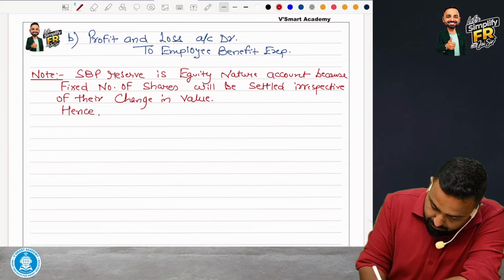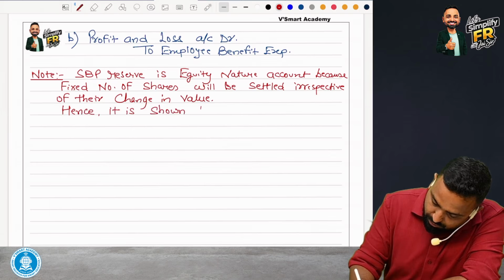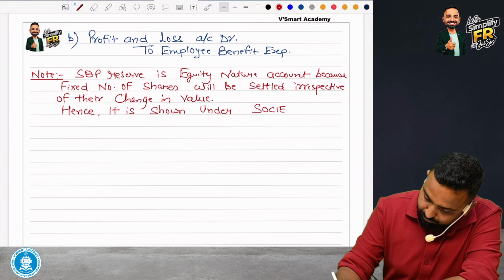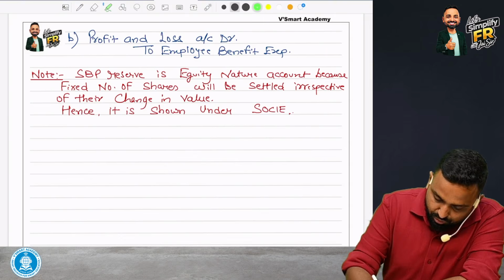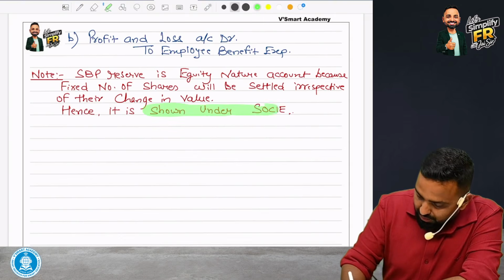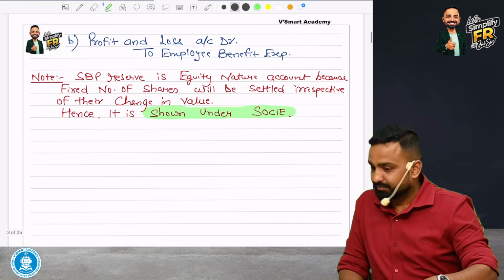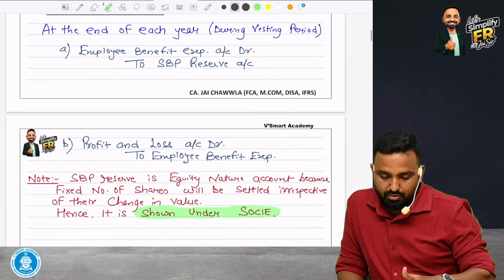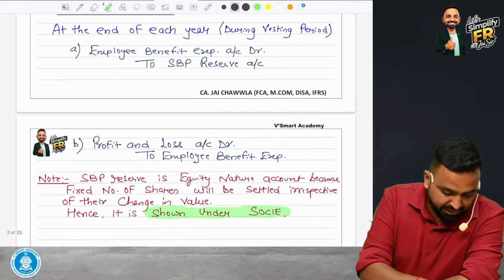Hence, it is shown under SOCIE. Shown under SOCIE. So at the end of each year.